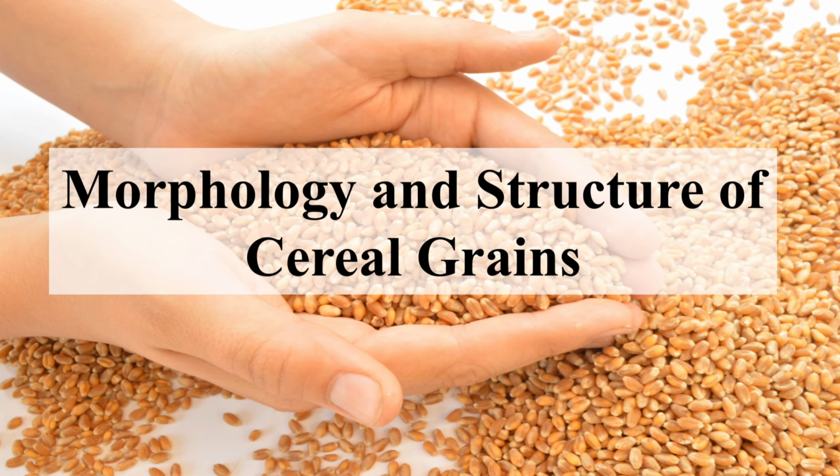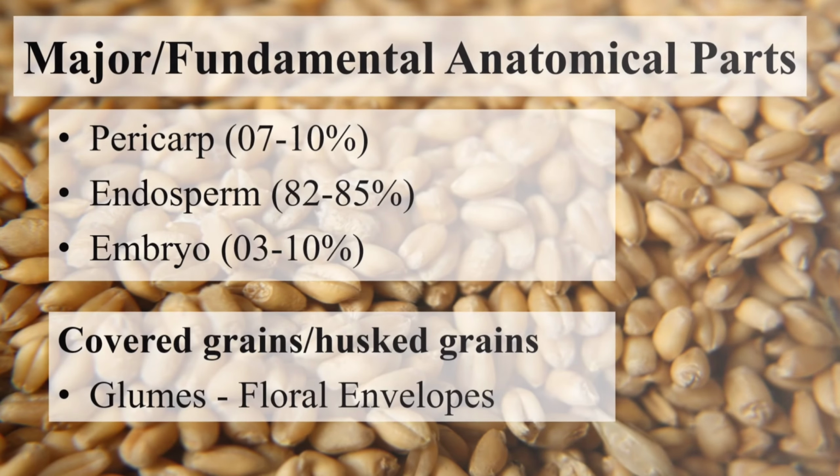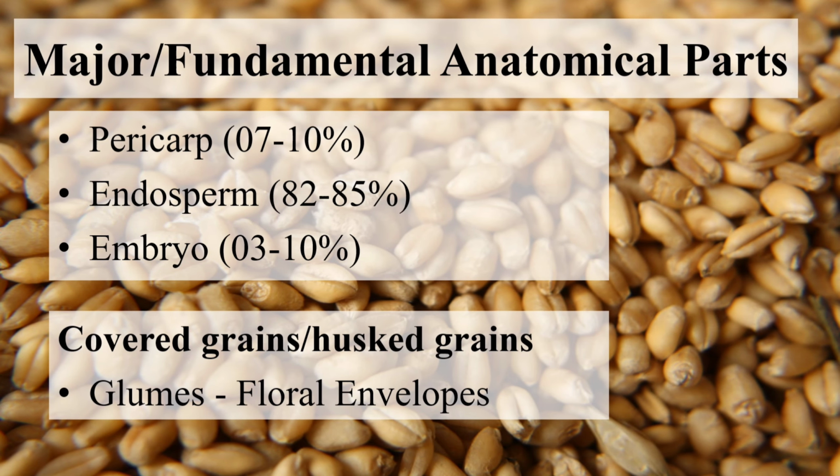Today's topic is morphology and structure of cereal grains. So let's start. The major fundamental anatomical parts include pericarp, endosperm, and embryo. Along with these, covered grains also have glumes, which are floral envelopes.